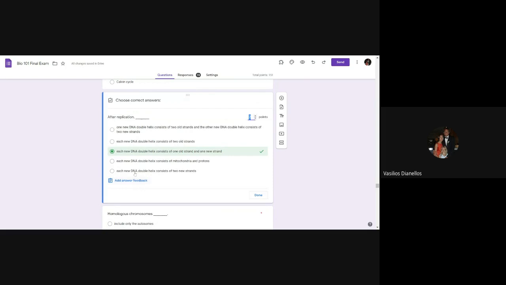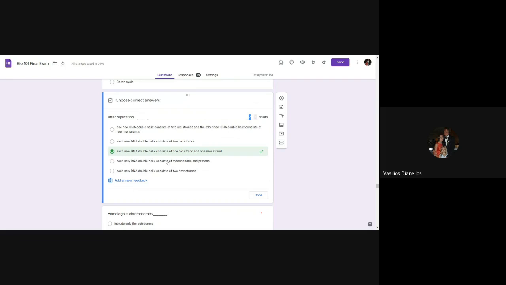Anyway, after replication, each new DNA double helix consists of an old strand and a new strand. That is the correct answer. You get the full 2 points. Again, I was being very liberal with the points here. As long as you didn't guess the one where I made up some junk, which is this one, you got partial credit. So if you guessed this, this, or this, you got 1 point. If you guessed each new DNA double helix consists of mitochondria and protons, which makes absolutely no sense, those words don't go together, you should be okay. This is the only choice that got 0 credit.